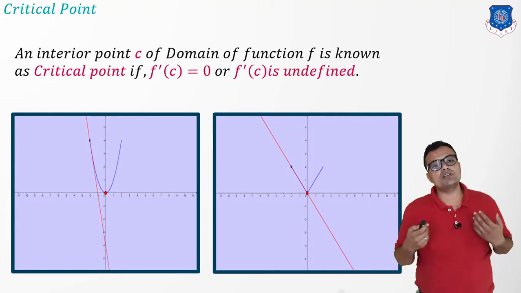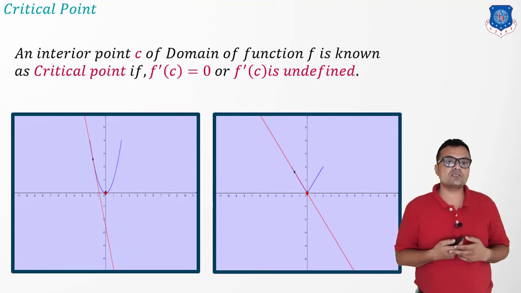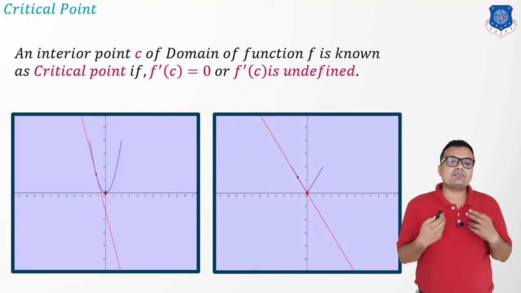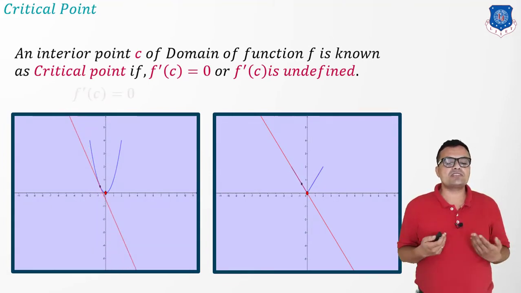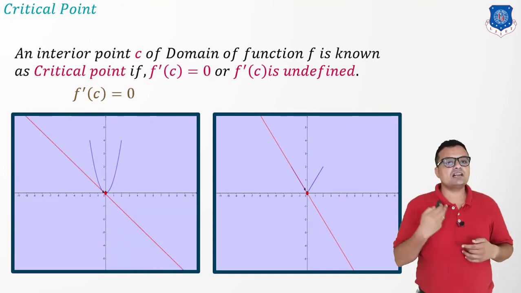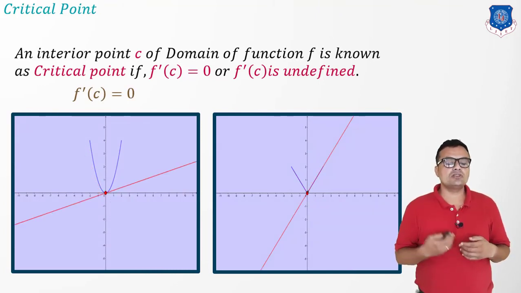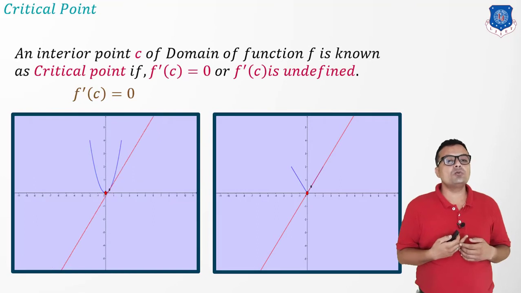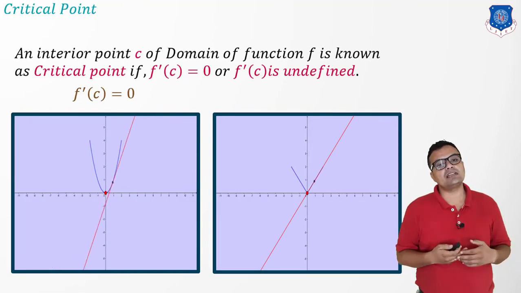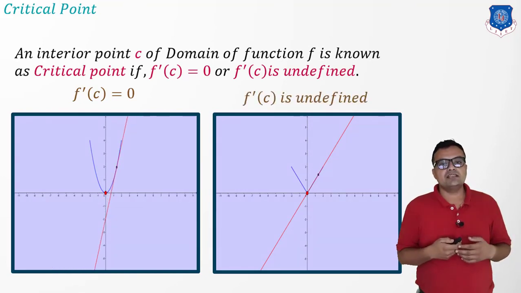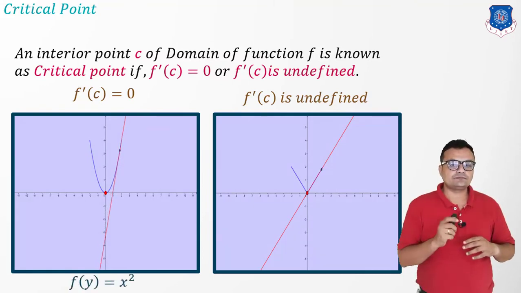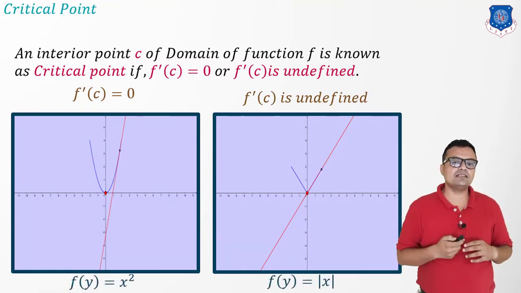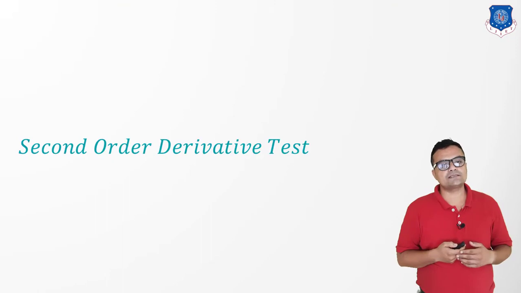An interior point c of the domain of the function f is known as critical if f dash is equal to 0 or f dash is undefined. In the first graph, f dash of c is equal to 0, the tangent is parallel to the domain, and so it is a critical point, whereas in the second case f dash is undefined. This is the graph of x square and this is the graph of mod of x.